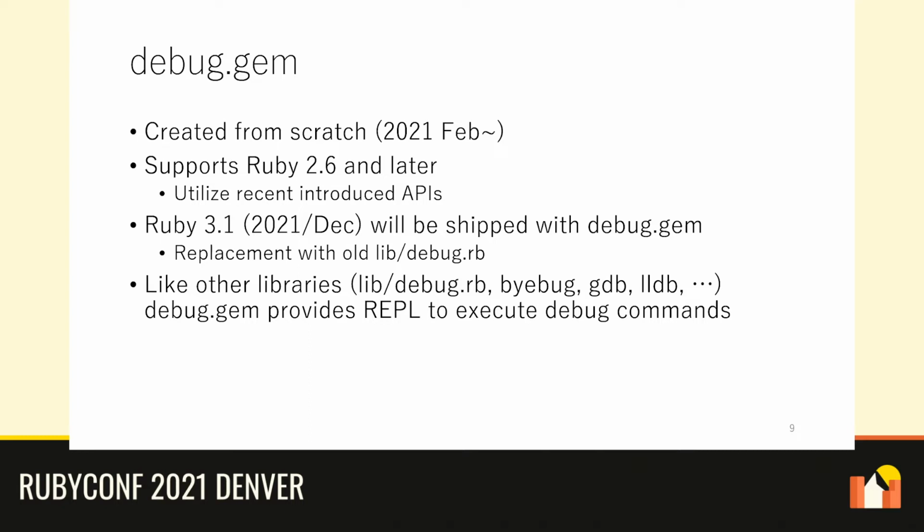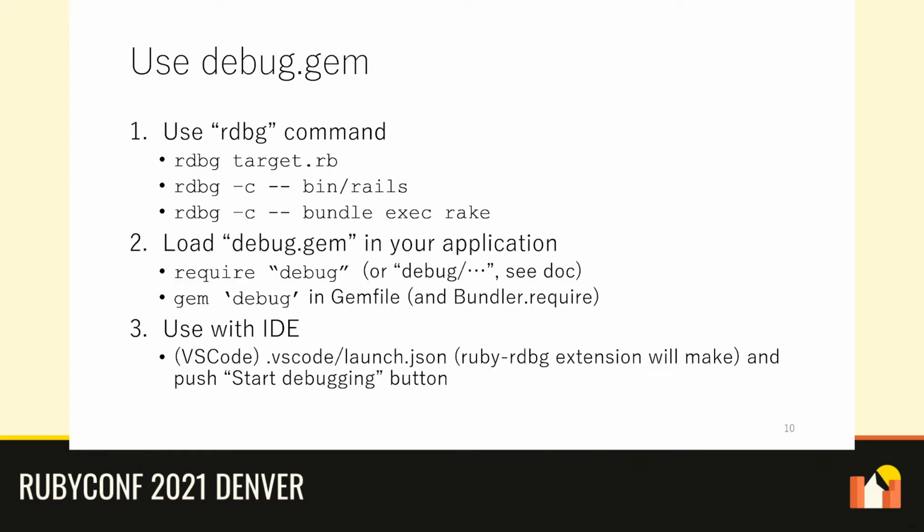Like other debuggers, such as Byebug, GDB, and so on, debug.gem provides a REPL which accepts debug commands to investigate bugs interactively. To use debug.gem, there are mainly three ways. The first way is to use the rdbg command like byebug or gdb commands. You can specify a Ruby script or external commands with the -c option.